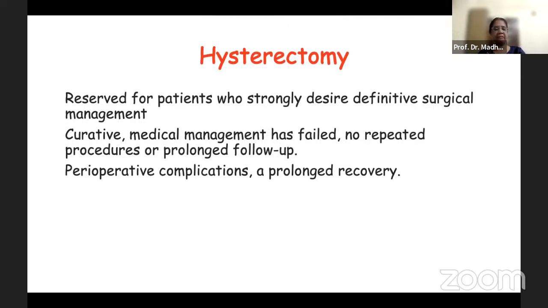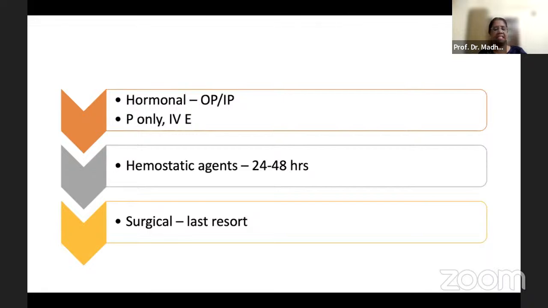But it comes with a whole bag full of perioperative complications and prolonged recovery. So in summary, I would like to say, if there is AUB, the first line treatment in most cases is hormonal. That is combined oral pills. It can be treated either in the outpatient or inpatient. The second line will be progesterone only or intravenous estrogens.